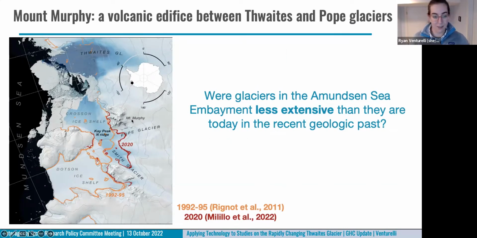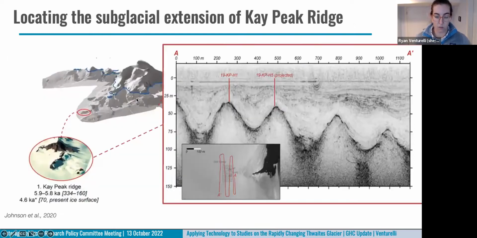The only place where there is exposed rock in the Thwaites Glacier area is the Mount Murphy Massif, which is a volcanic edifice between Thwaites and Pope glaciers. And we use the most grounding line proximal ridge to test this hypothesis. So Seth Campbell, as part of the GHC team, shot radar on the subglacial extension of the K Peak Ridge to locate where that ridge extended to beneath the ice so that we could find where to drill our hole.